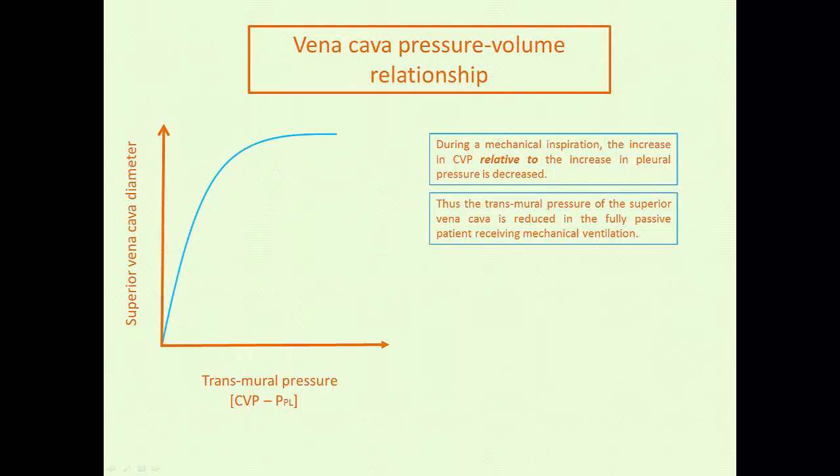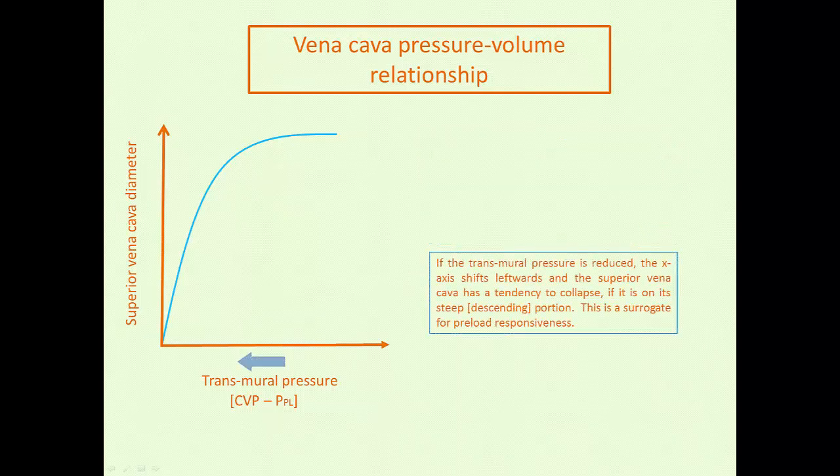So the pressure in the vessel, the CVP, is going up, but it is going up not as much as the pressure around it is going up. It's not going up as much as the pleural pressure in the fully passive patient receiving mechanical ventilation. So if the transmural pressure is reduced, as I said, pleural pressure is going up to a greater extent than the CVP, or the right atrial pressure. This is going to shift leftwards. The transmural pressure is going to decrease, and that's going to facilitate collapse.